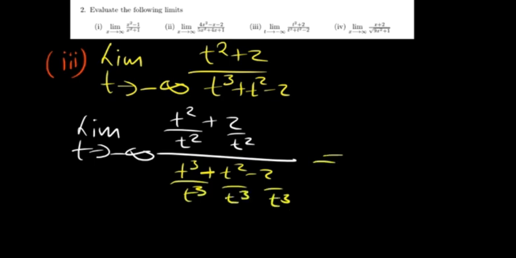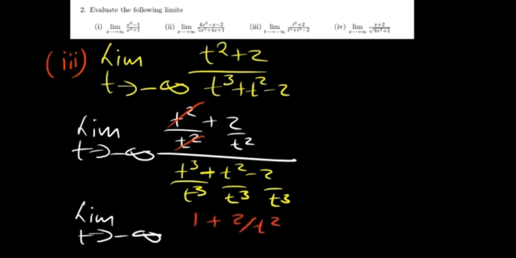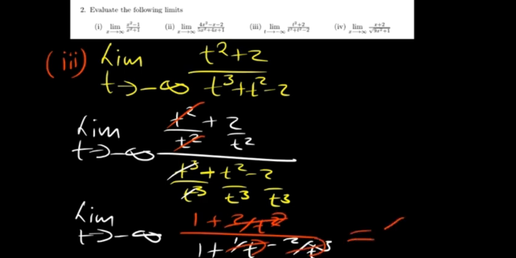So what do we have? The limit as t approaches negative infinity. On top, you have 1 plus 2 over t squared. In the denominator, you have 1 plus 1 over t minus 2 over t to the power 3. All the parts that have t in the denominator will become zeros. So eventually we just remain with a 1. This is very important.